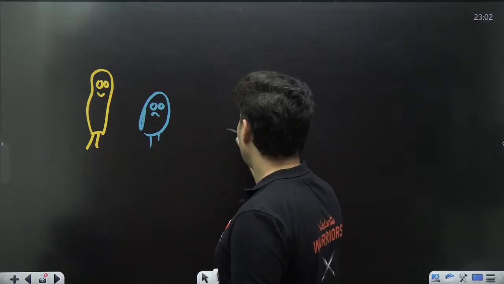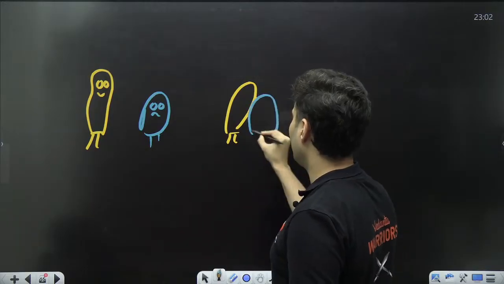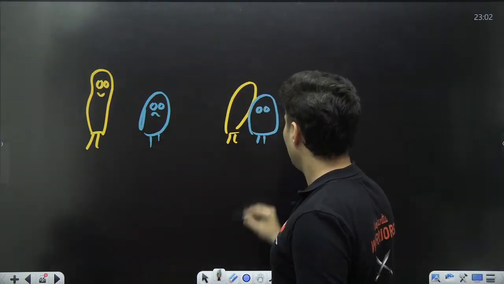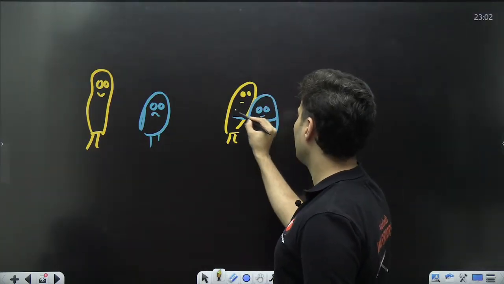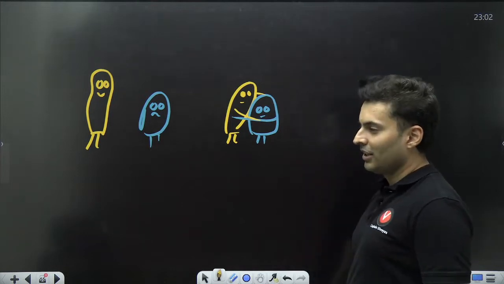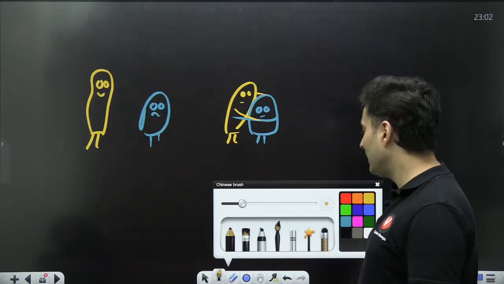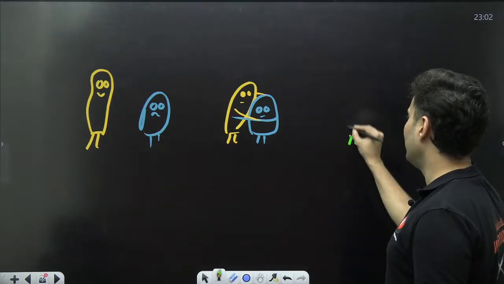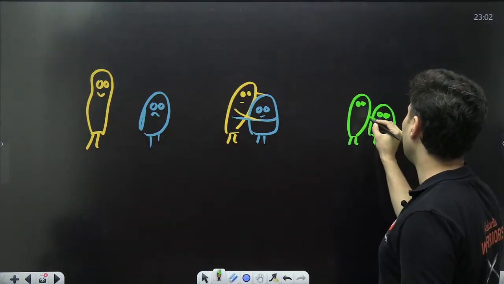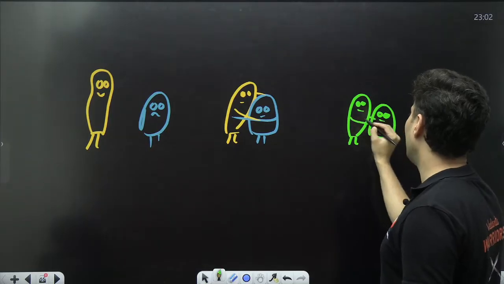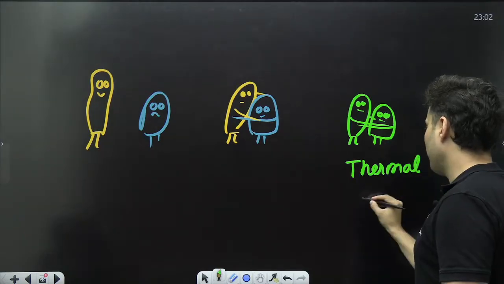So, Pandu and Champa. Champa gives a nice warm hug to Pandu. They hug each other very nicely. Look at this, beautiful. After that, they will exchange heat. Champa loses heat, Pandu gains heat, and finally they will attain thermal equilibrium. Correct? This is thermal equilibrium.